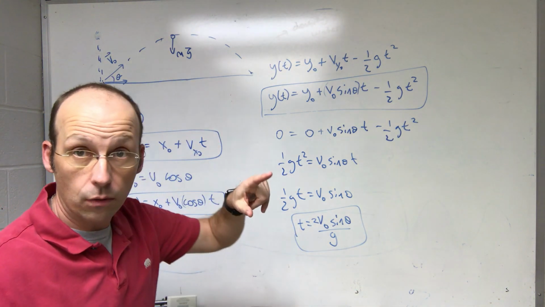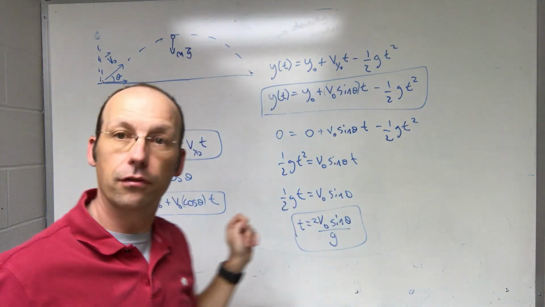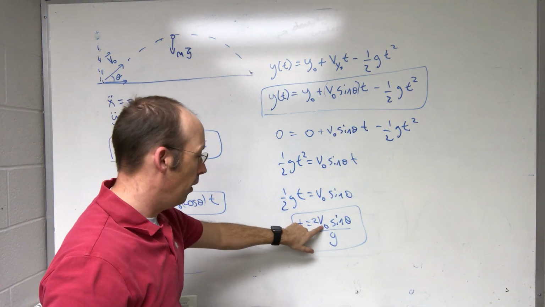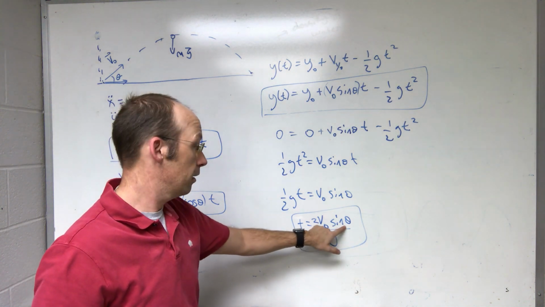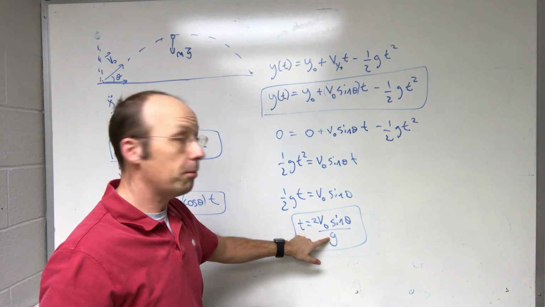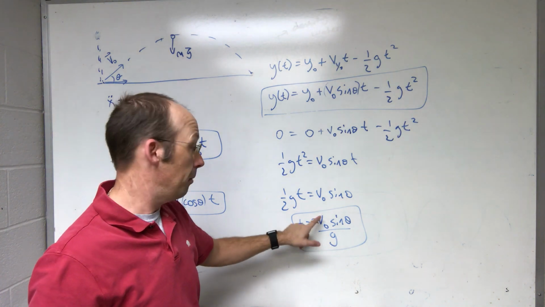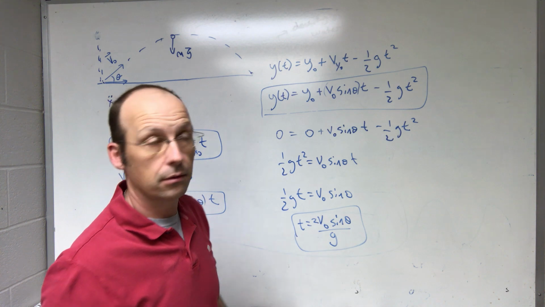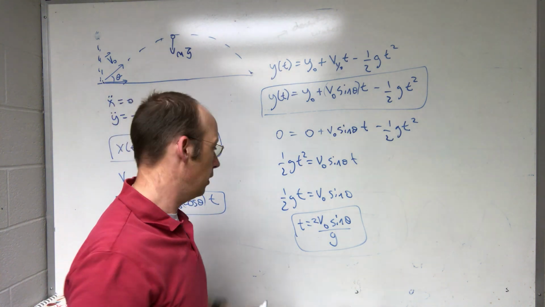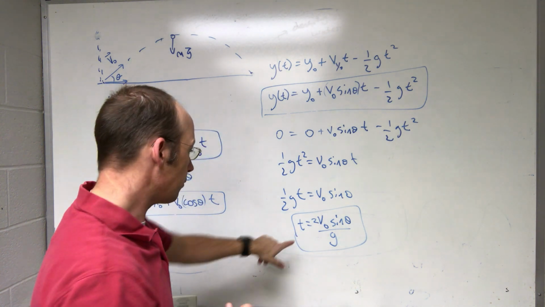And let's just check. We should check if it has the right units. Okay, so here I have 2 has no units. v is meters per second. Sine has no units. And I divide by meters per second squared. So the meters cancel, one of the seconds cancels. I get 1 over seconds, which is seconds. So it at least has the right units.